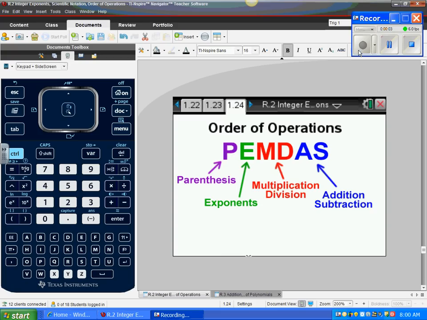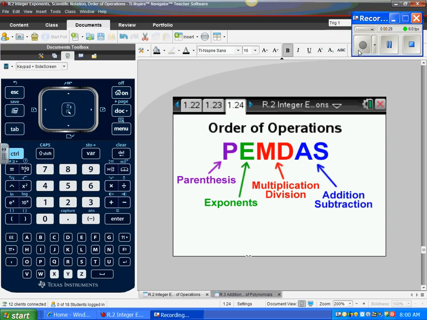Okay, so last class we were not able to finish the lesson, so this is where we left off in file R.2, integer exponents, scientific notation, and order of operations. So please make sure you open up R.2, and you should be on page 1.24, and it should say order of operations. It should look exactly like this. So please get to where you need to be. Pause the video if you need time.